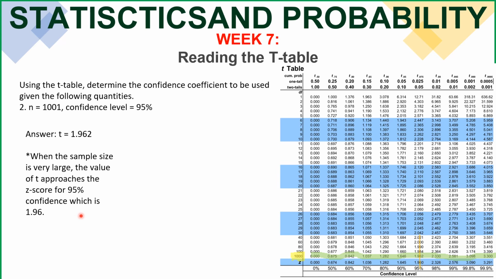So, any questions? Follow lang natin yung steps natin. First step is compute for the degree of freedom by applying the formula n minus 1. After getting the degree of freedom, locate na natin yung nakuha natin degree of freedom sa left portion ng t-table natin. Tapos, step 3 is to identify the confidence level, tapos i-intersect natin siya doon sa step 2. And last step, kunin natin yung value kung saan sila nag-i-intersect, yung step 2 and step 3. In this case, it is 1.962. Therefore, our t-score is 1.962.